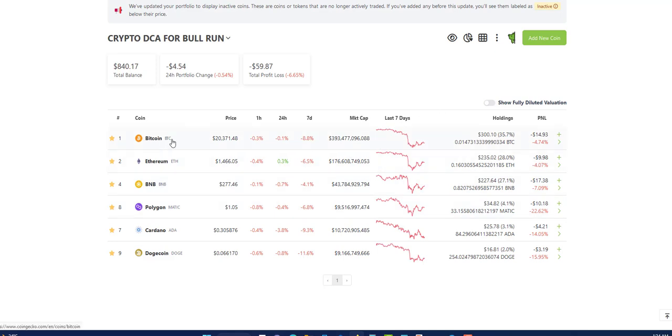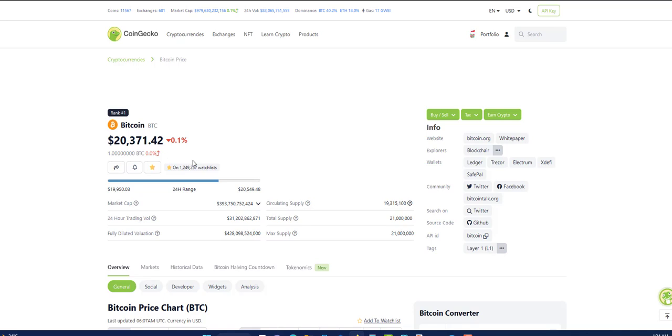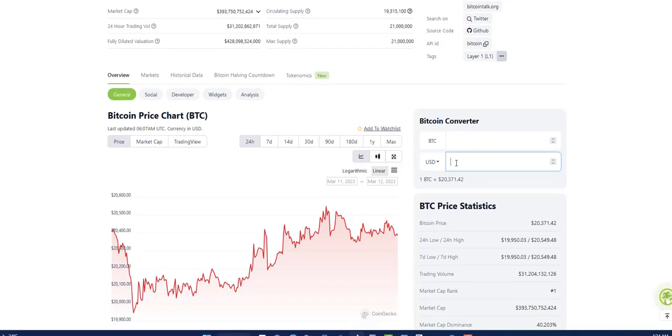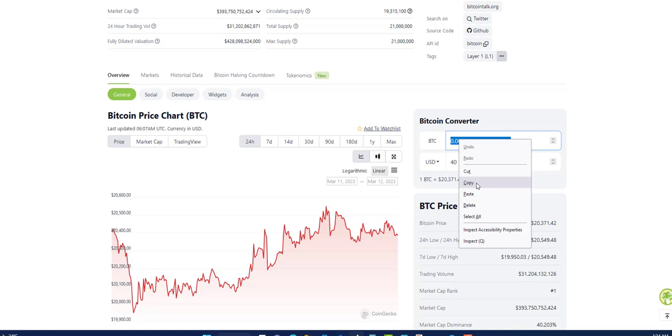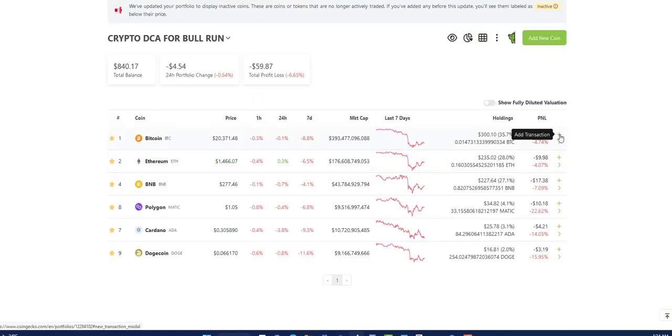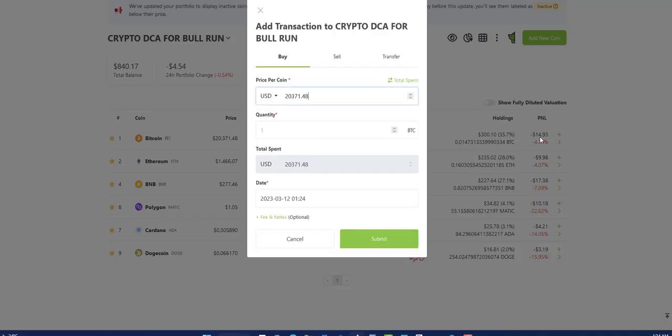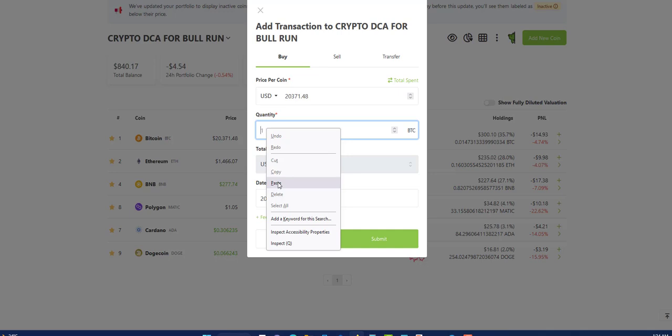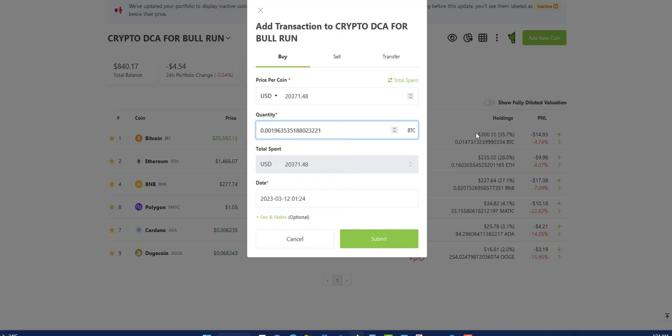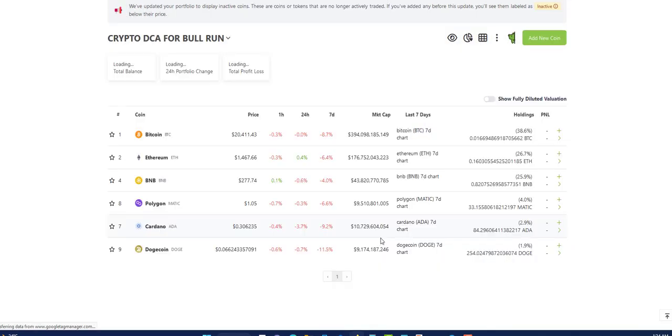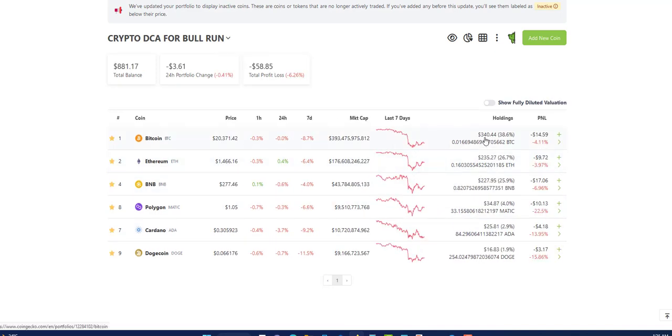So what I'm gonna do, I'm gonna buy some Bitcoin. I'm gonna buy $40 worth of Bitcoin guys, and then we're gonna put some in Ethereum, BNB, and so forth. So I'm gonna go to Bitcoin. When you go to Bitcoin, you're gonna come down here, you're gonna put in the value amount, 40 right here, then you're gonna click copy. Then you're gonna go back to your portfolio, click the plus sign, the add transaction, click in quantity and paste it. I have $300 here, so I'm gonna click submit, and I should have 340. So it is loading now. You can see I have 340 right here now guys.